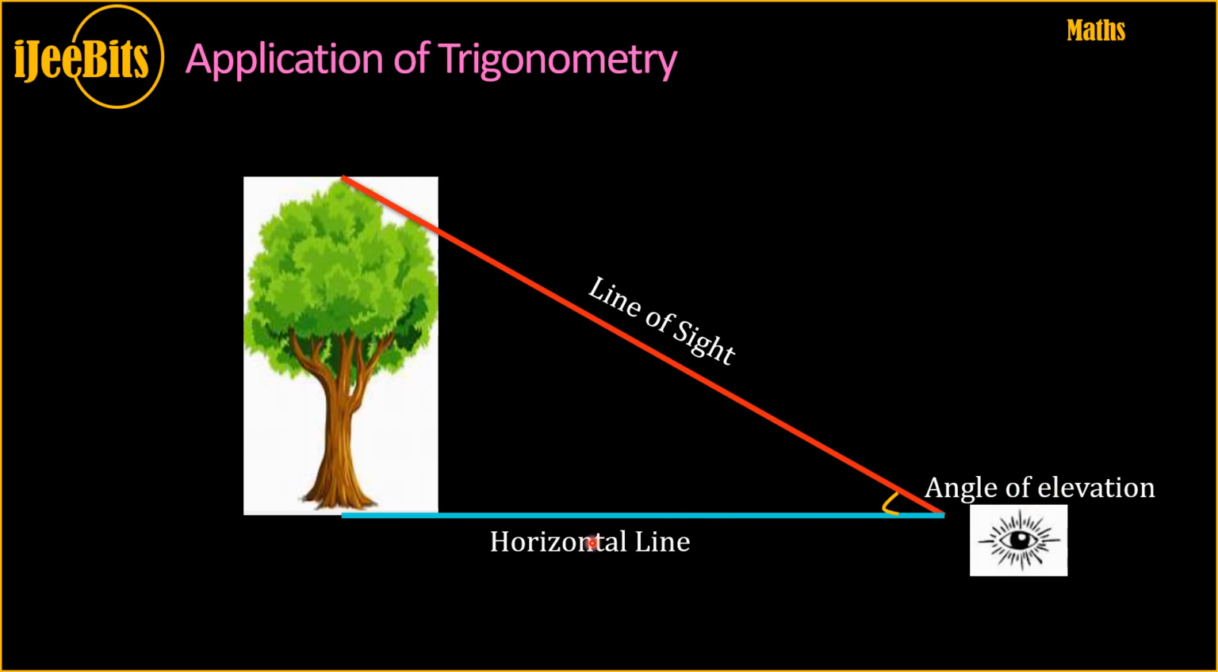By doing that, you will be able to find the height of the tree, right? If you know the angle and the horizontal distance, and make use of these two, you will be able to find the height of the tree using trigonometry, right? This is one of the applications.